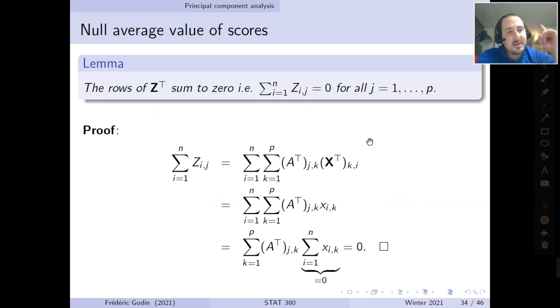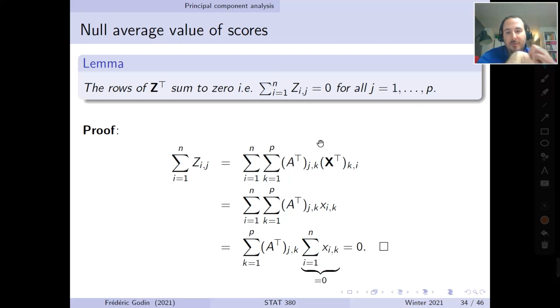Okay, before we continue, one quick remark that shall be useful. The rows of Z transpose sum to 0. So if we take the scores of the jth principal component and we average them across all observations, then the scores should average to 0, for all predictors 1 to p.